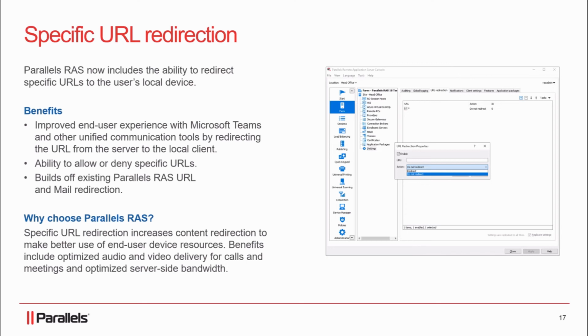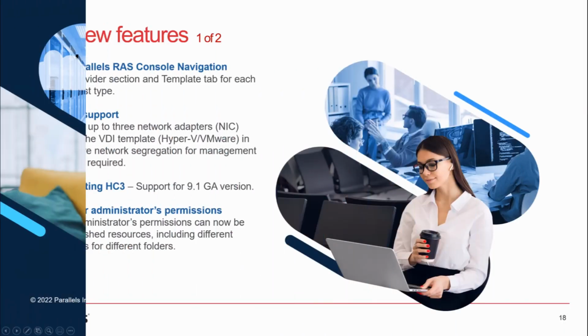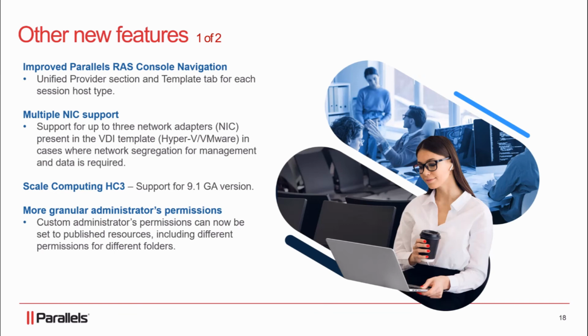If they get a link in an email for a Teams meeting, when they click on it, it redirects back to the endpoint and opens up the local Teams, and they connect and can do all the meeting and everything from there. So now what you have is the ability to allow all URL redirection and deny specific, or deny all and allow only specific. So those were the major new features of RAS 19.